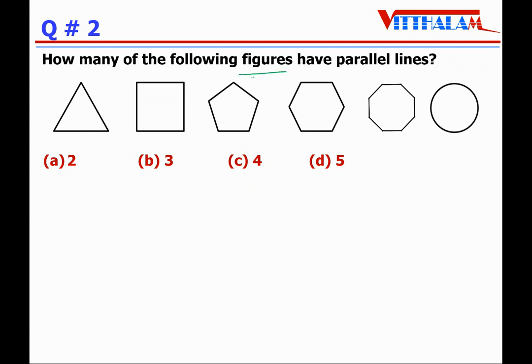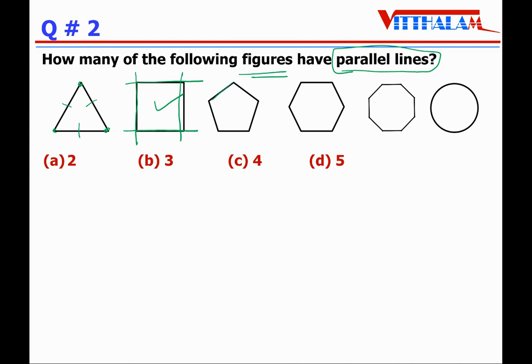How many of the following figures have parallel lines? Parallel lines are those which will never meet each other, correct? In this figure, there are 3 lines, but they all are meeting, so as far as this figure is concerned, there is no parallel line. If you see this figure, this and this 2 are parallel lines. They are never going to meet. Same way here, this is another pair, correct? So they are not going to meet. So this figure has parallel lines.